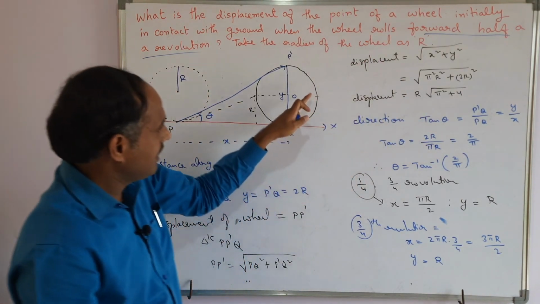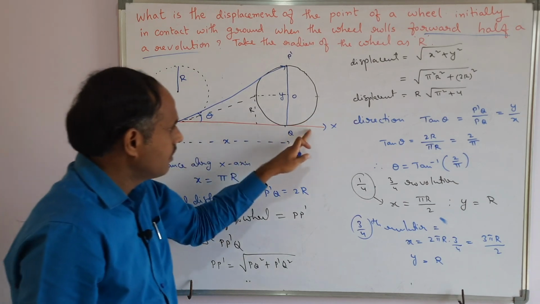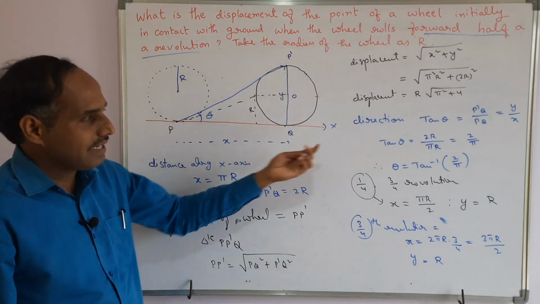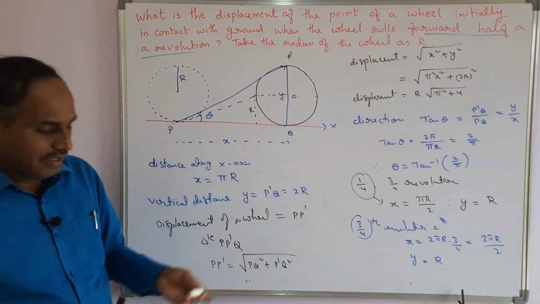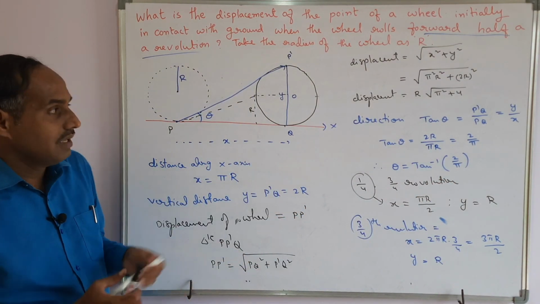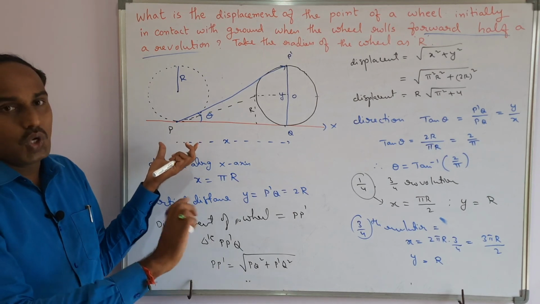And again here also, when you join this line, you will get a right angle triangle. Again by using tan theta is equal to y by x, you will get the direction. These are the ways they ask different models of questions based on this rolling wheel.